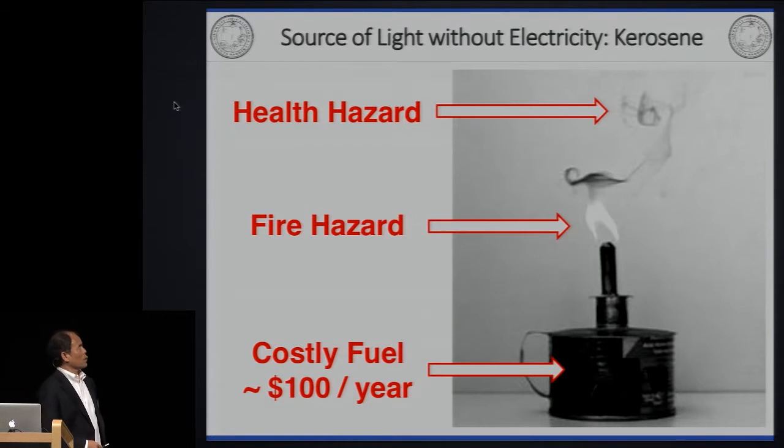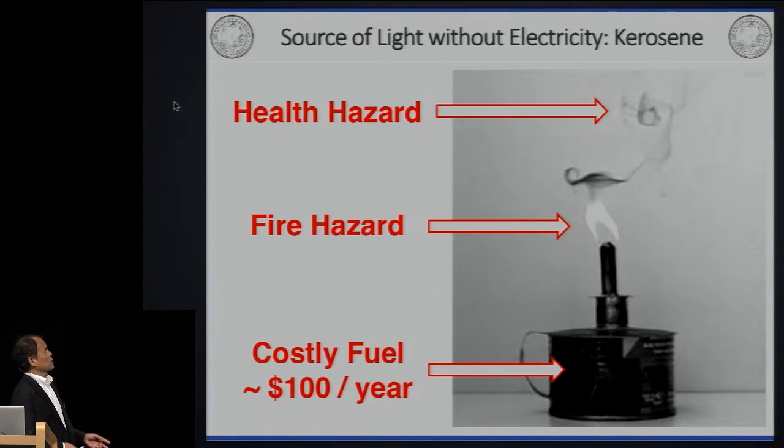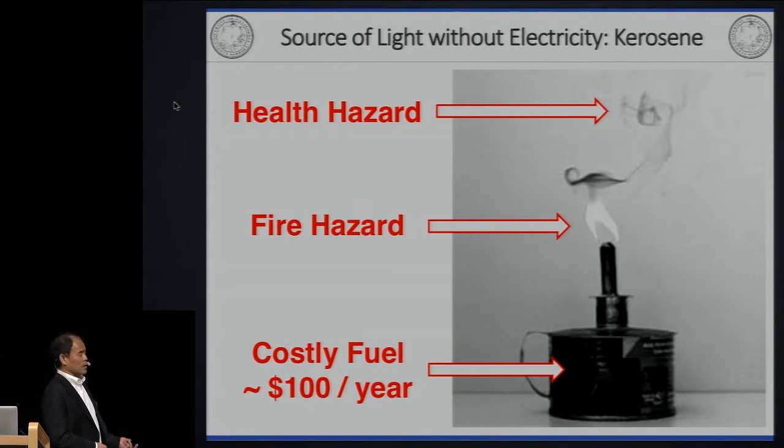So those people use kerosene lamps. And the kerosene lamp has three problems. Carbon dioxide emission is a health hazard, and it's also very dangerous, it can cause a fire at nighttime. But the biggest problem is that it's very expensive, because oil is now very expensive. I said this is $100 per year, but now people told me more than $150 per year.